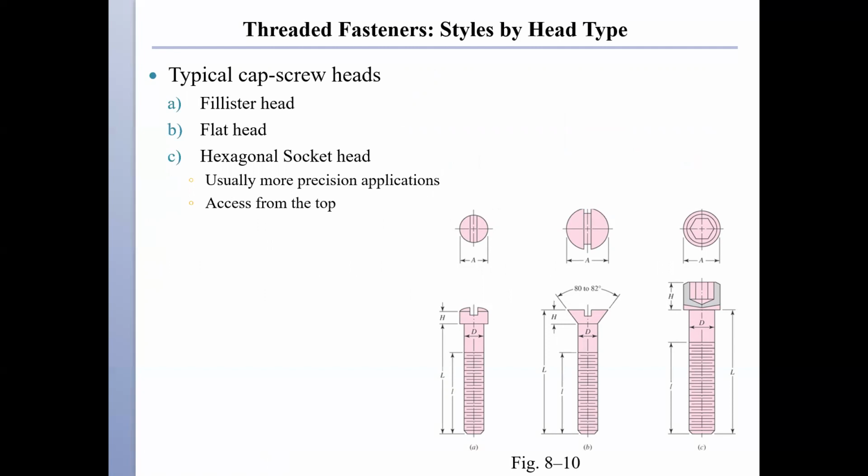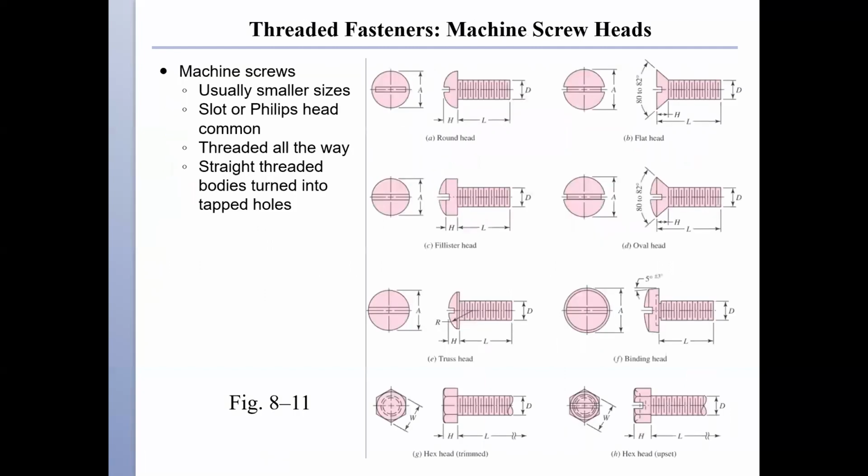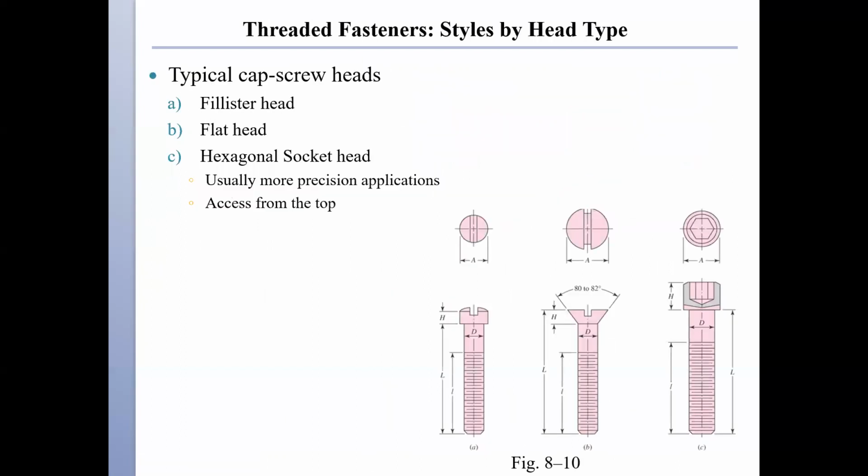Typical cap screw heads are like a fillister head, a flat head, and a hexagonal socket head. So we have cap screw heads, and we also have machine screws. What's the difference? With these cap screw heads, the threads do not extend all the way to the head, unlike the machine screws.